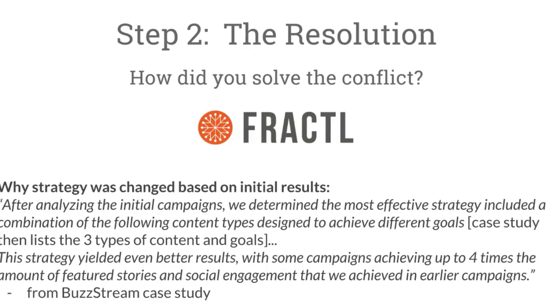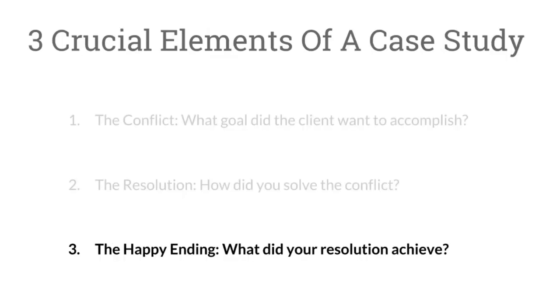Again, here's an excerpt from Fractal's case study with BuzzStream from step 2. So here you can see why the strategy was changed based on initial results. After analyzing the initial campaigns, we determined the most effective strategy included a combination of the following content types designed to achieve different goals. And then it lists those 3 content types and then talks about how this new strategy yielded even better results.